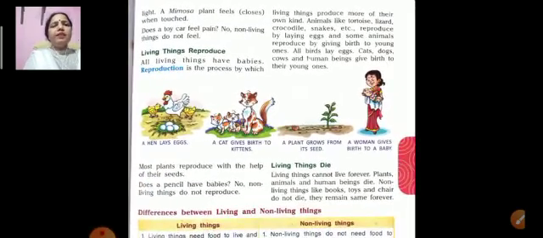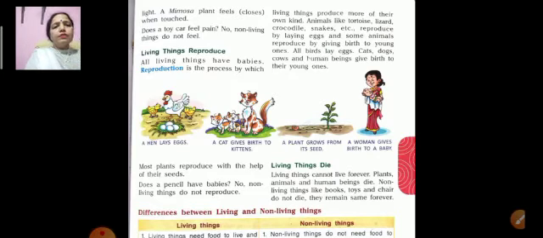Living things reproduce, but non-living things do not reproduce. All living things have babies. Reproduction is the process by which most living things produce more of their own kind.